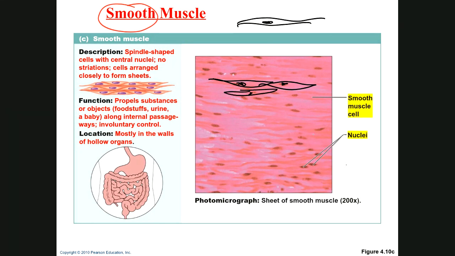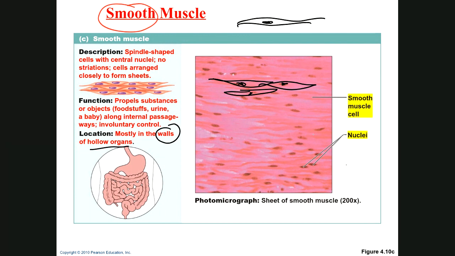The cells are found on the walls, here's the word again, walls, of hollow organs, like the stomach, the intestines, the urinary bladder, the uterus, blood vessels. Okay, so that's where they're found. It's found on the walls of hollow organs.